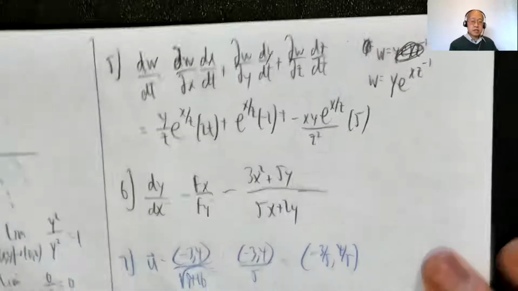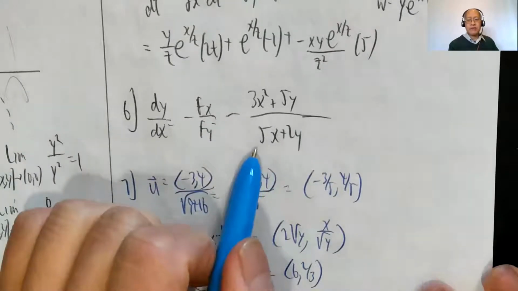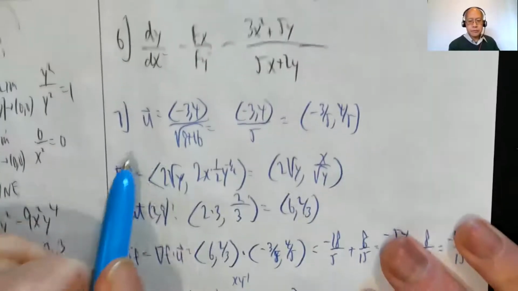Number 6, dy/dx is simply negative fx over fy. So negative (3x squared plus 5y) over (5x plus 2y), and that's about it.